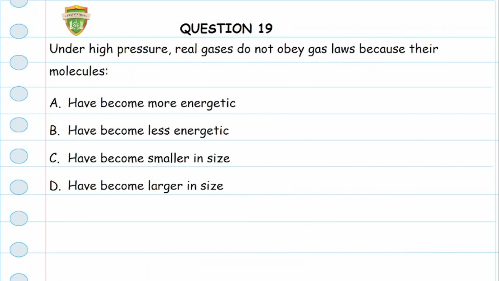Question 19. Under high pressure, real gases do not obey gas laws because their molecules, and we have four options here. The answer is actually B. The molecules have become less energetic. Now, at high pressure, the molecules are tightly packed together, because the higher the pressure, the lower the volume. And since the volume is lower, it reduces the movement, and it also reduces the kinetic energy. So that's why they no longer behave ideally, because they've lost that fluidity and the ability to move as freely as before. So the answer is option B.